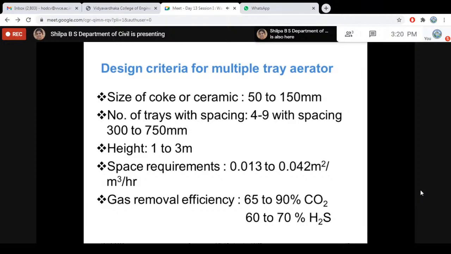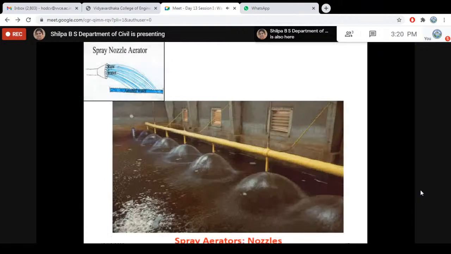But the gas removal efficiency is high in this multiple tray aerator when compared to cascade, because by providing the coke we are increasing the surface area for exchange of the gases. So we can observe 65 to 90% carbon dioxide removal and 60 to 70% hydrogen sulfide removal.